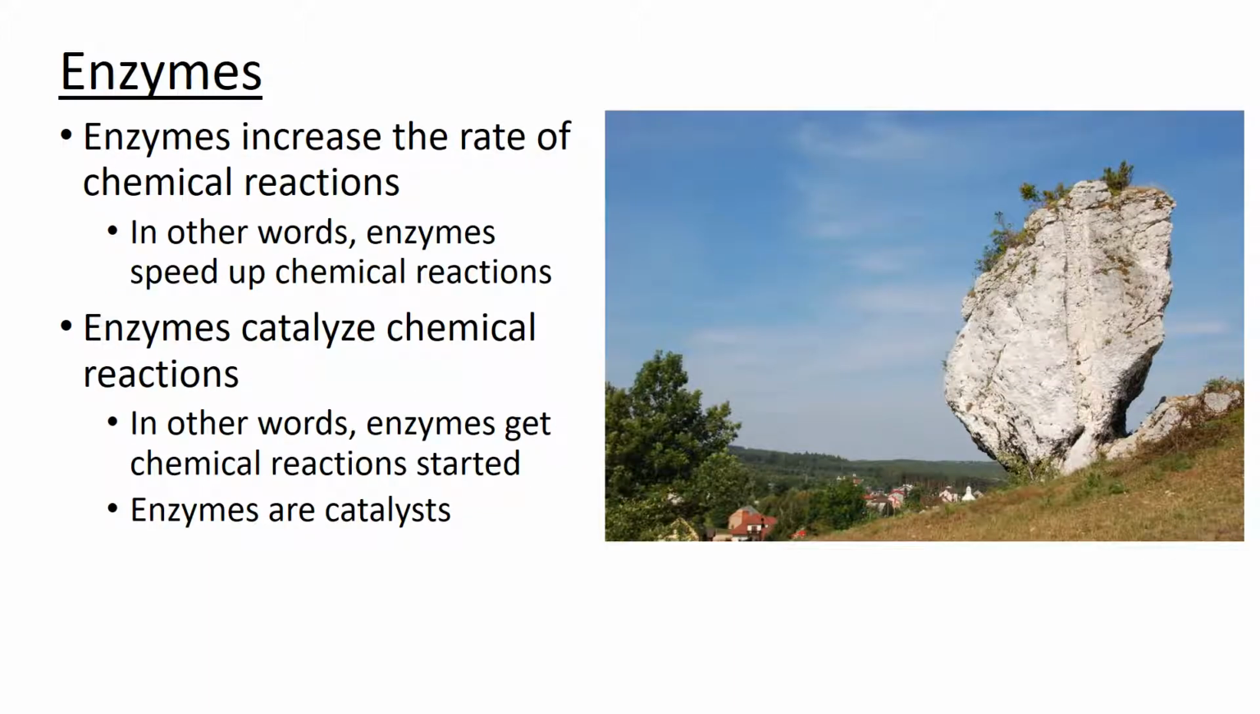Enzymes increase the rate of chemical reactions. In other words, enzymes speed up chemical reactions. And the way that enzymes do this is they catalyze chemical reactions. In other words, enzymes get chemical reactions started. And because they do this, enzymes are catalysts.